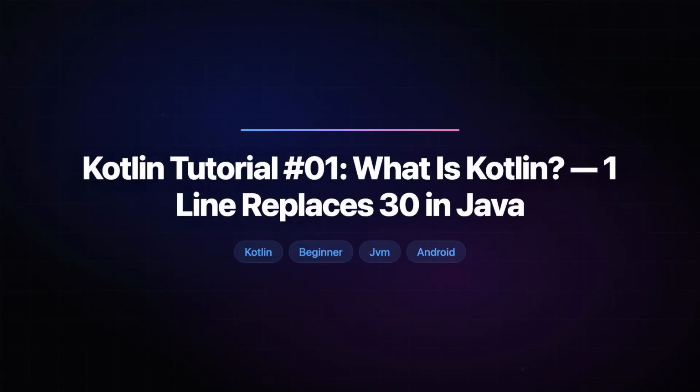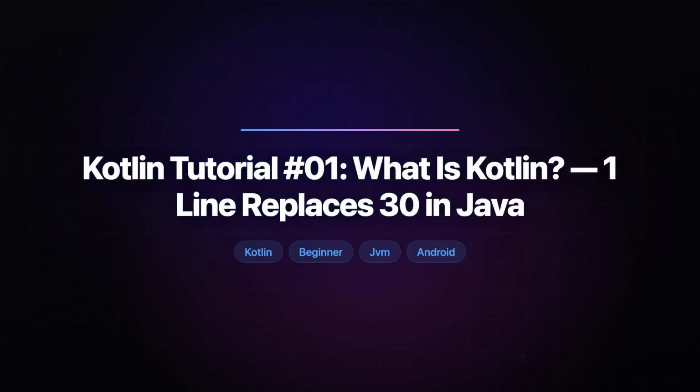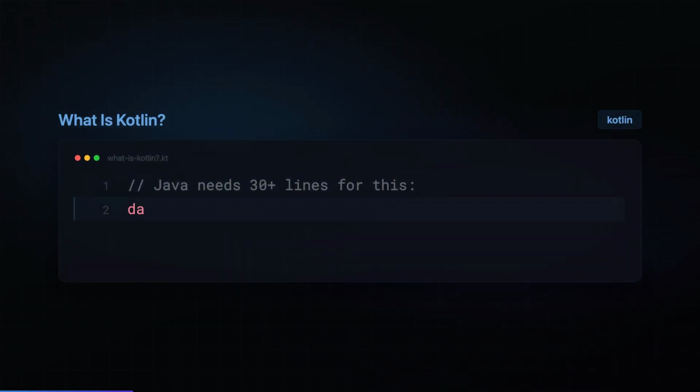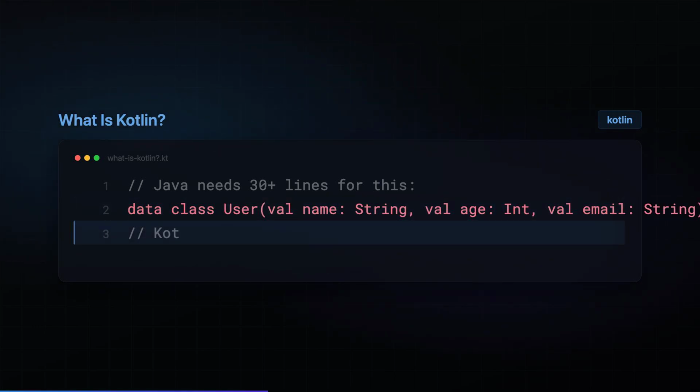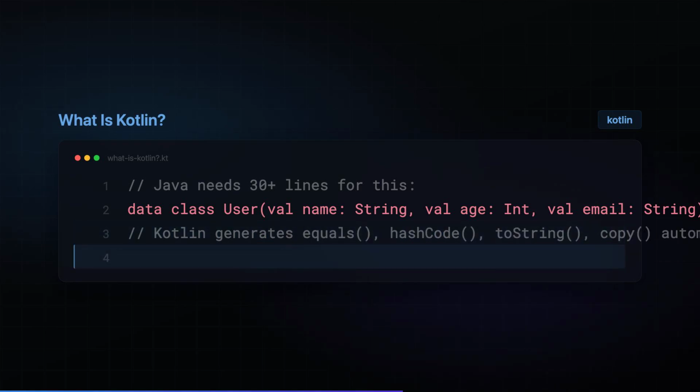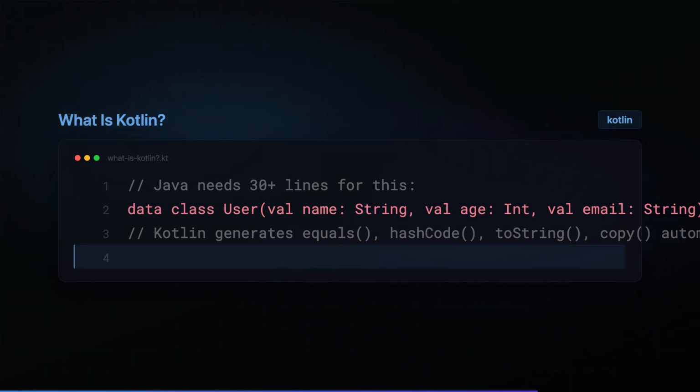Kotlin tutorial number 1. What is Kotlin? One line of Kotlin replaces 30 lines of Java for a data class: equals, hashCode, toString, and copy, all generated for free. Unlike Java, Kotlin runs on the JVM, compiles to native, and compiles to JavaScript, all from the same source. Google made it the official Android language in 2019.